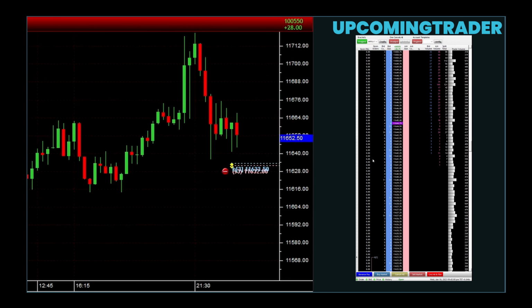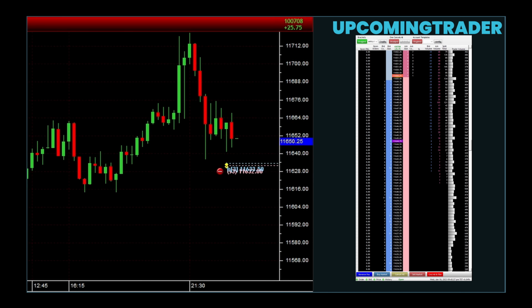Flags and pennants are continuation patterns that indicate that the market is taking a brief pause before continuing the previous trend. A flag pattern resembles a small rectangle slanting against the trend after a sharp move. This is often a sign that the market is catching its breath before the trend resumes.